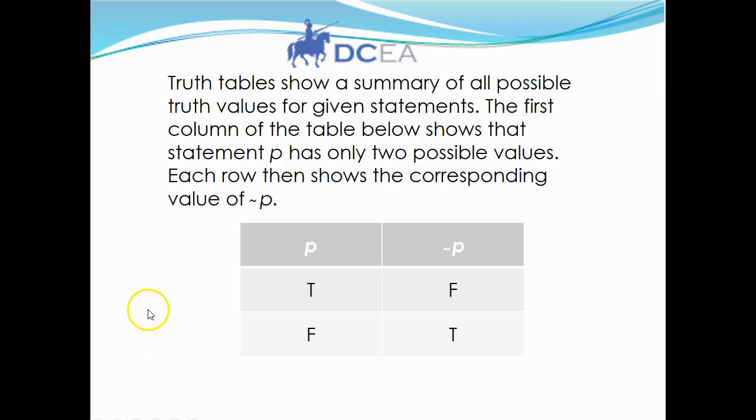This is our first truth table. Truth tables show a summary of all possible truth values for given statements. The first column of the table below shows that statement P has only 2 possible values. Each row then shows the corresponding value of not P. Don't make this any more difficult than it is. You might be thinking, okay, how do they get these?